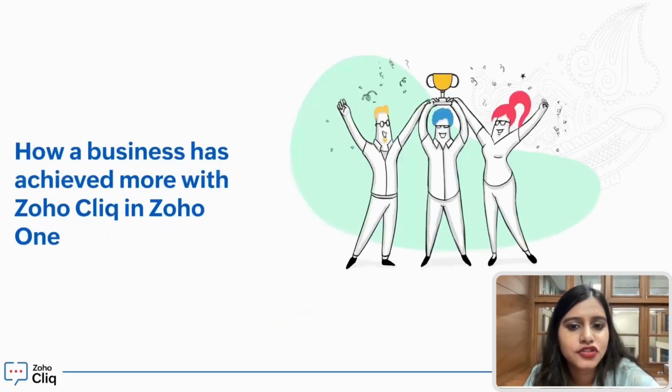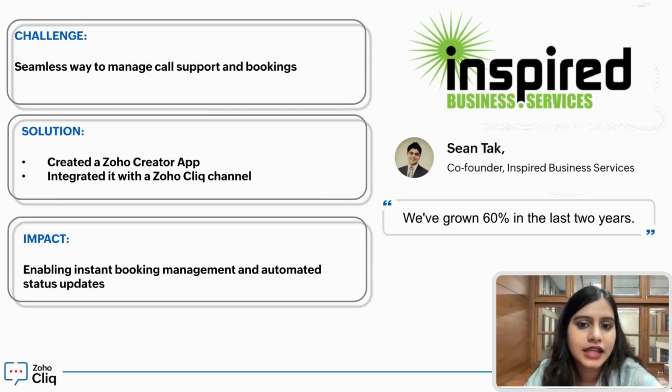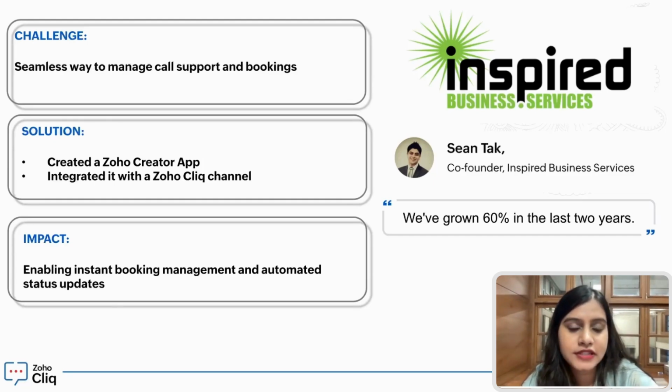Moving on, I'd like to share a success story on how a business has achieved more with Zoho Cliq and Zoho One. Let's take a look at Inspired Business Services, a company based in Australia that provides tailored IT, communication, and waste management services to small and medium businesses. The main challenge as their company grew was to find software to manage their customer operations and contacts, and they started using Zoho One.